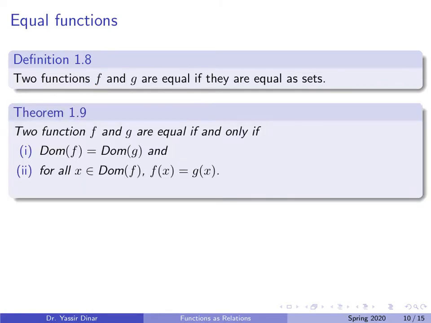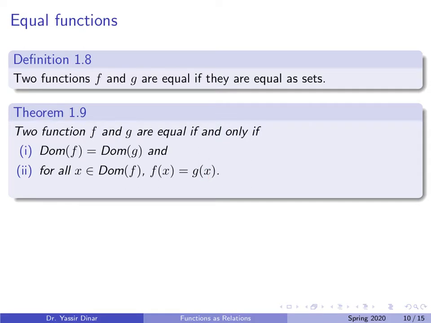We have a theorem which says that two functions f and g are equal, which means that they are equal as sets, if and only if they satisfy two conditions. The first is that the domains of the two functions are equal. The second condition is that if I take x in the domain of f, which means that x will also be in the domain of g by the first condition, then the image of this element x is the same. So for all elements x, the image under the function f and the image under the function g are equal.